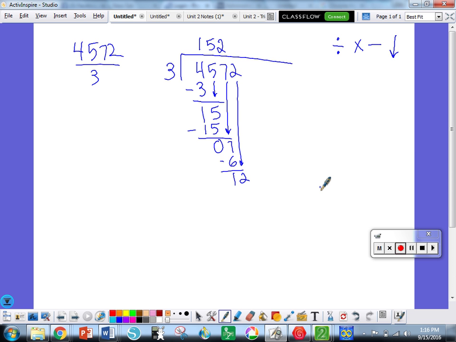12 divided by 3 is 4. 4 times 3 is 12. Subtract, 0. Now if this is a 0, what does that mean about the 3? Yes, it means it went in evenly, right?